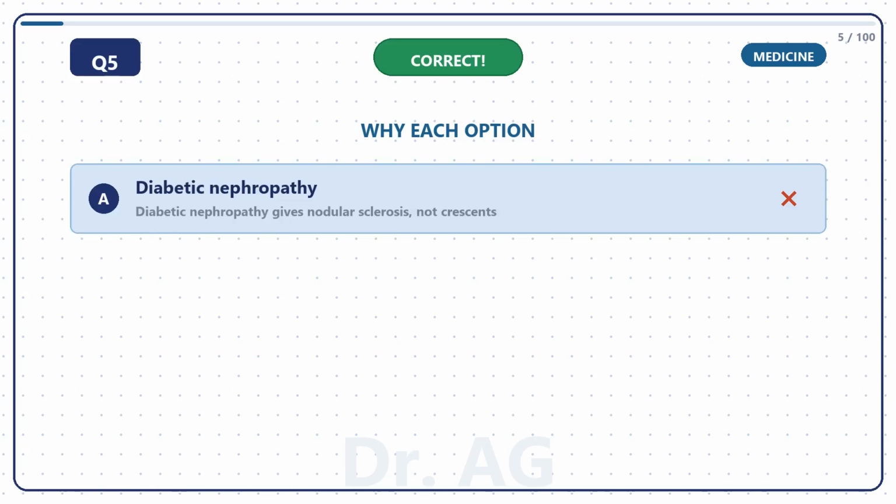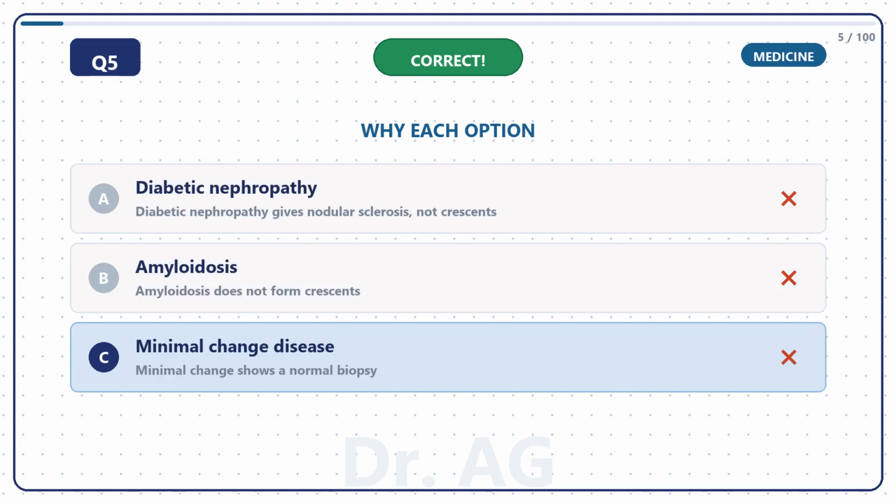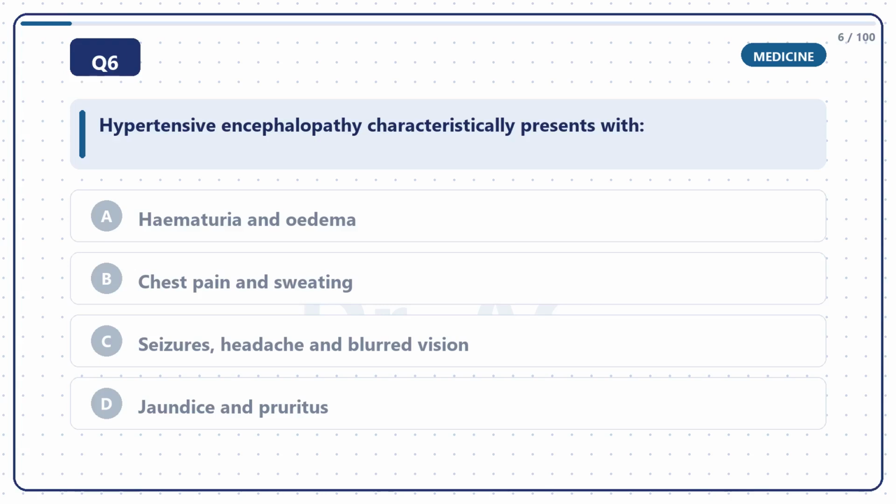Diabetic nephropathy. Diabetic nephropathy gives nodular sclerosis, not crescents. Amyloidosis. Amyloidosis does not form crescents. Minimal change disease. Minimal change shows a normal biopsy. And the correct answer is rapidly progressive glomerulonephritis. Crescents indicate rapidly progressive glomerulonephritis. So, the right answer is option D. Rapidly progressive glomerulonephritis.